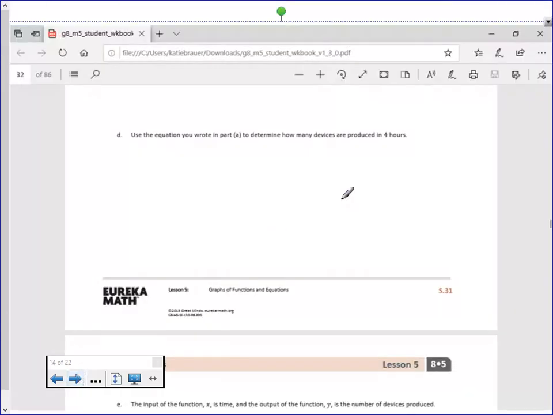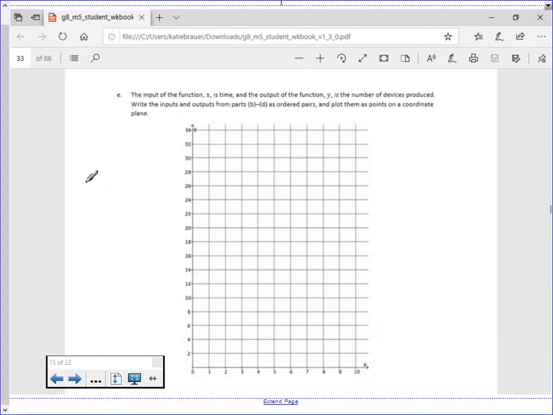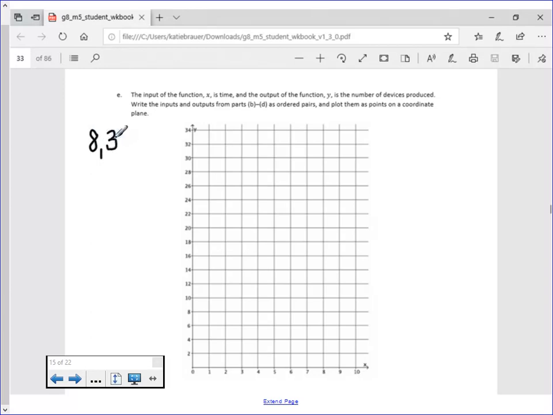Then we have 4 hours. You're going to take 4 times 4. So in 4 hours, you can make 16 devices. Here's our graph. I'm going to go ahead and remind you of what our points were. The first one was 8, 32. Then we had 6, 24. And then we had 4, 16.